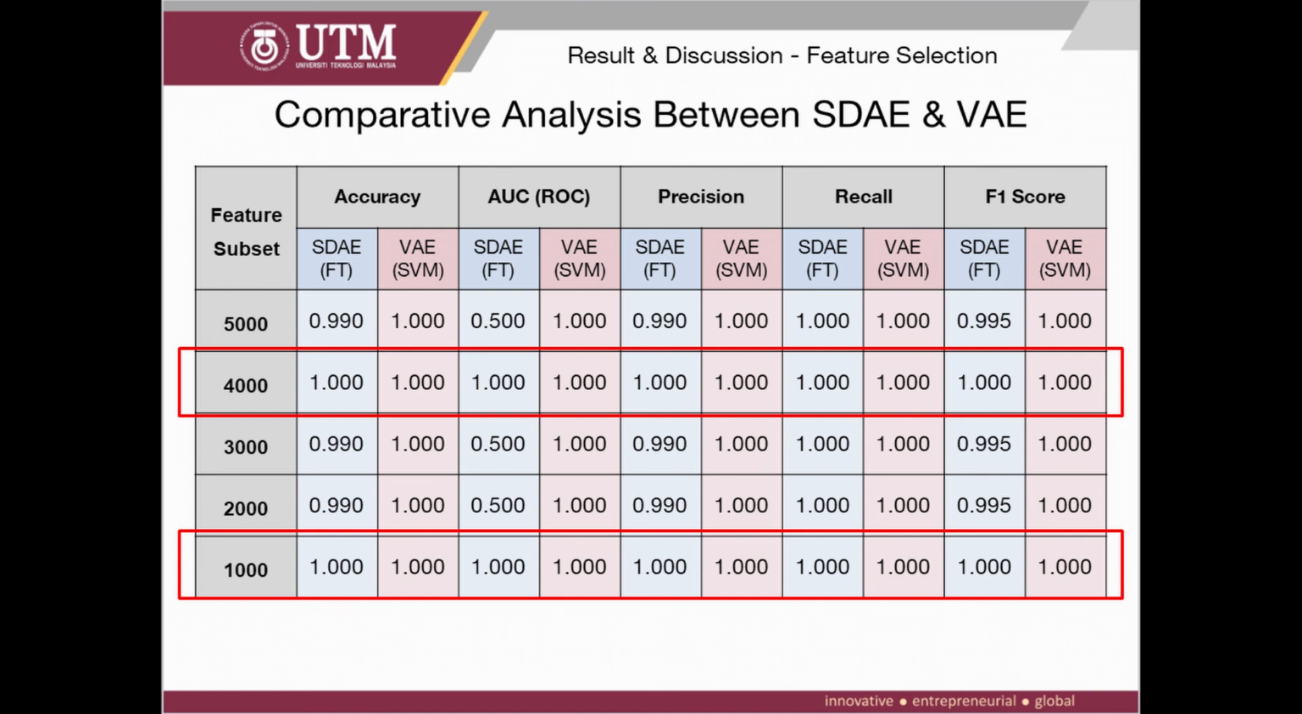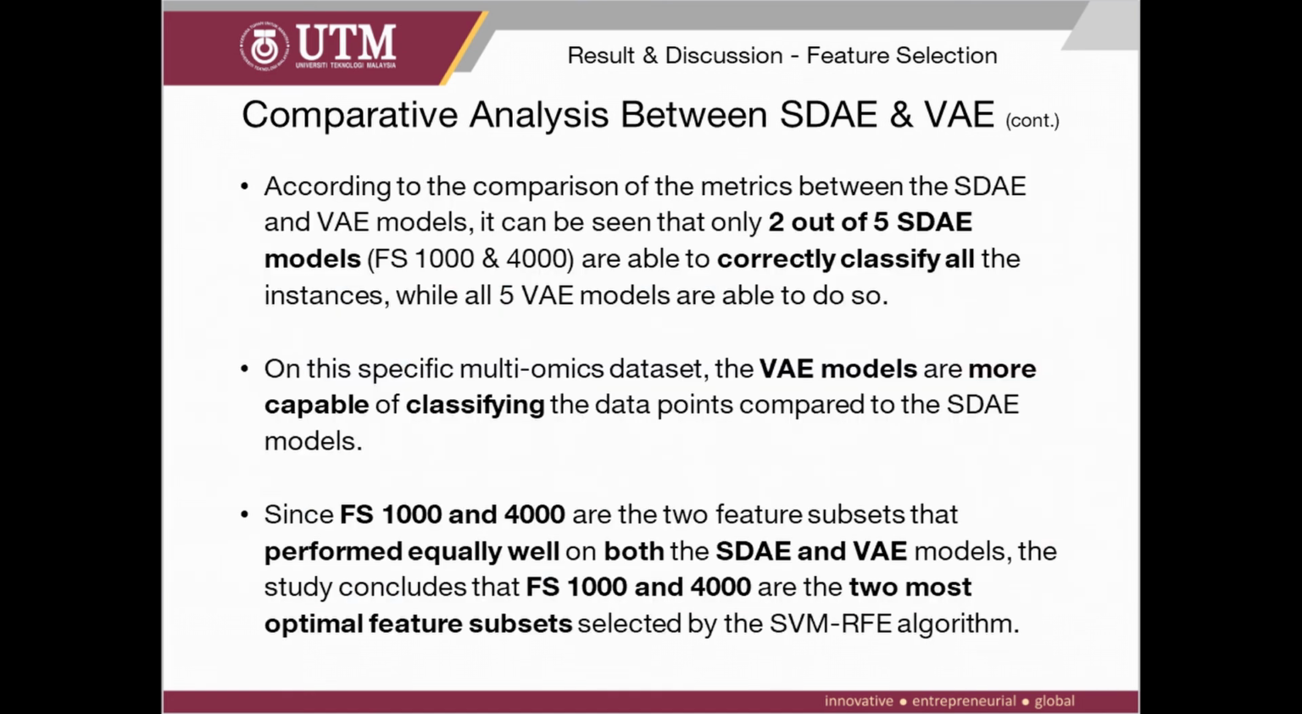The table shows the side-by-side comparison between the scores for each metric for both SDAE and VAE for 5 feature subsets. It can be seen that FS1000 and 4000 are the only two feature subsets that perform equally well on both SDAE and VAE models. According to the comparison of the metrics between the SDAE and VAE models, only 2 out of 5 SDAE models, which are FS1000 and 4000, are able to correctly classify all the instances, while all 5 VAE models are able to do so.